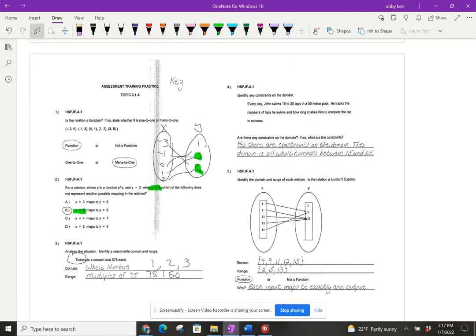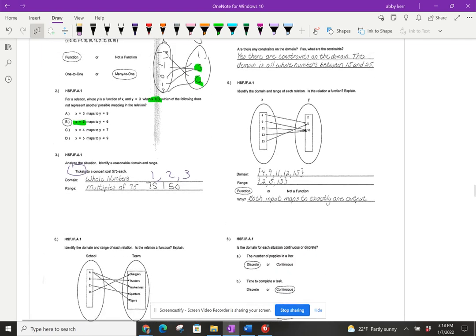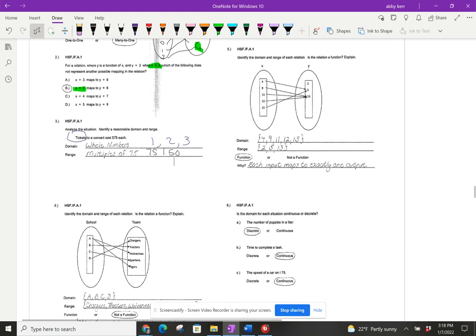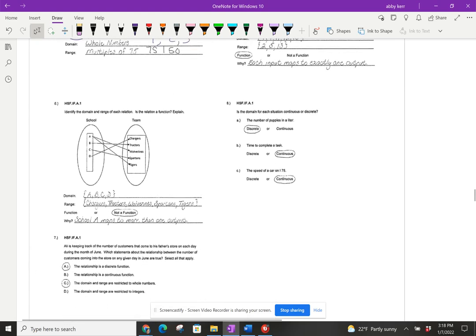All right, so for number 4, yes, there are constraints for the domain. Since he swam 15 to 25 laps, it's whole numbers, so 15, 16, 17, etc. Number 5, all you had to do for domain was write the x's, and the range is the y's. Same thing with number 6.